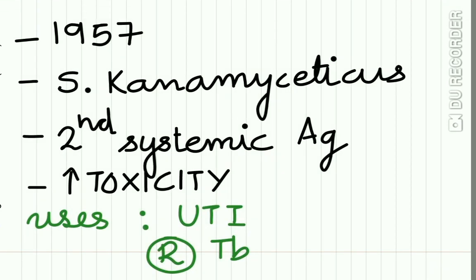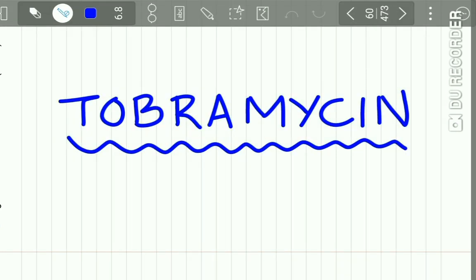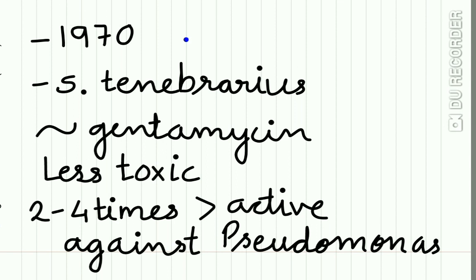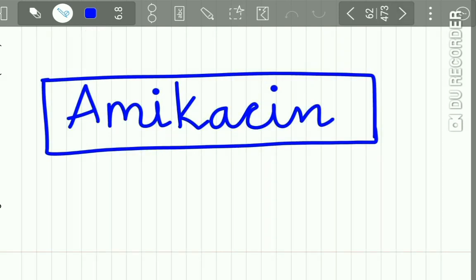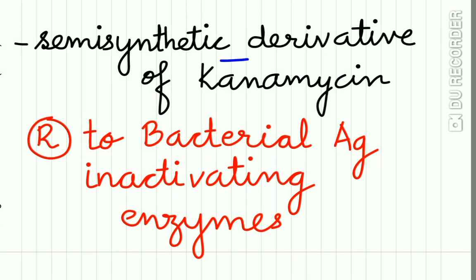Kanamycin was introduced in 1957, obtained from Streptomyces kanamyceticus. It is the second systemically used aminoglycoside, but it has high toxicity. It is used in urinary tract infection and a resistant form of tuberculosis. The tobramycin, introduced in 1970, is obtained from Streptomyces tenebrarius. Action is similar to gentamicin. It is less toxic and it is 2 to 4 times more potent against Pseudomonas. The amikacin is a semi-synthetic derivative of kanamycin.